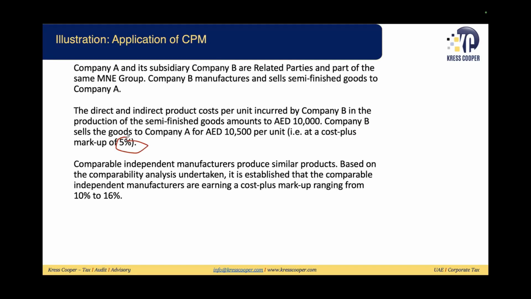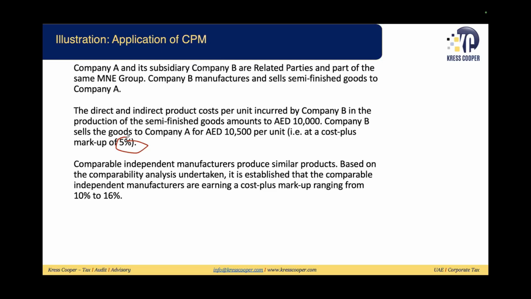Comparable independent manufacturers produce similar products. Based on the comparability analysis undertaken, it is established that the comparable independent manufacturers are earning a cost plus markup ranging from 10 to 16%. So everything is the same.